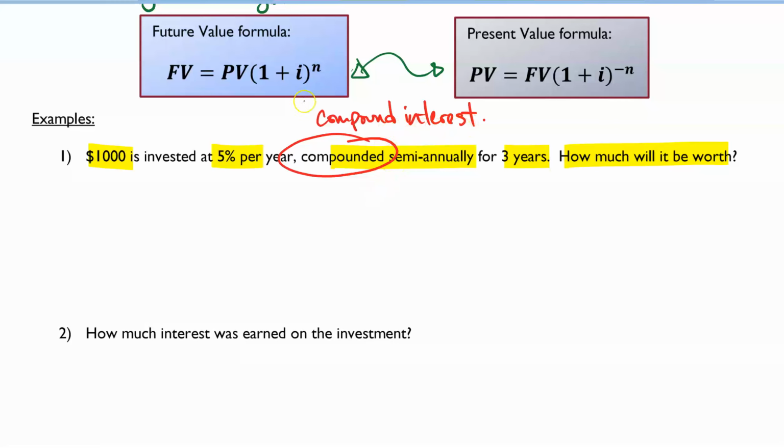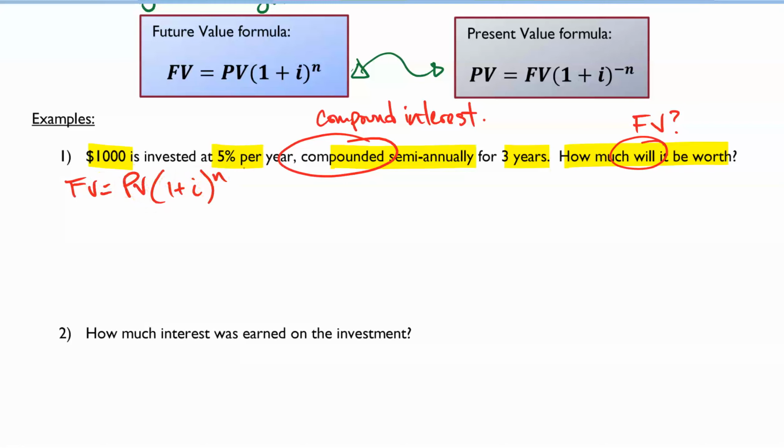So compound interest, it could be either the FV or the PV formula. So let's figure out which one. How much will it be worth? Will is a great example to tell you we're talking about future value, okay? What is the future value? So we have a bunch of details here. We're trying to figure out FV, how much will it be worth? So that's this one right here. And let's write out the formula. FV is equal to PV times 1 plus I to the exponent n.